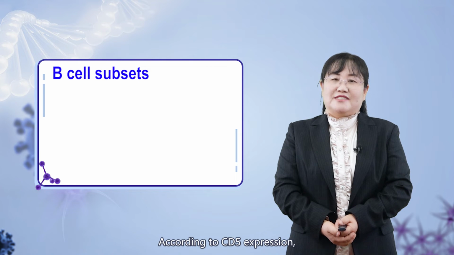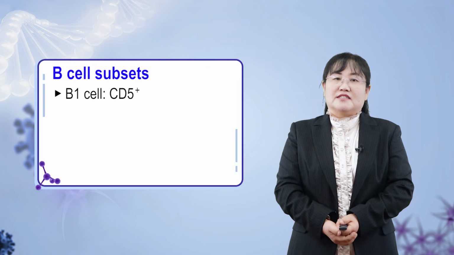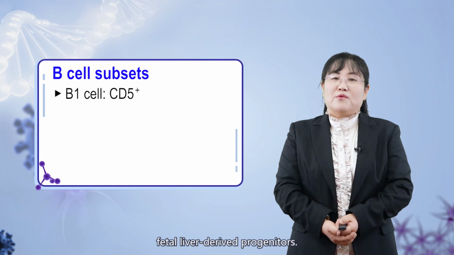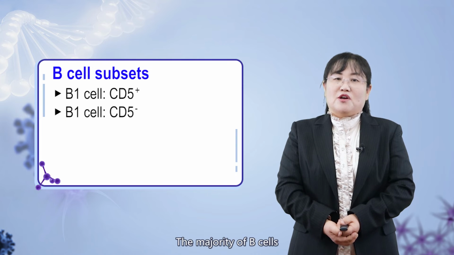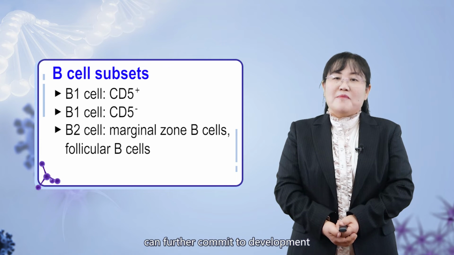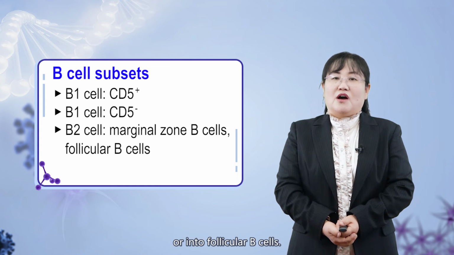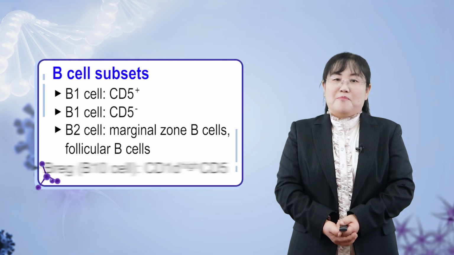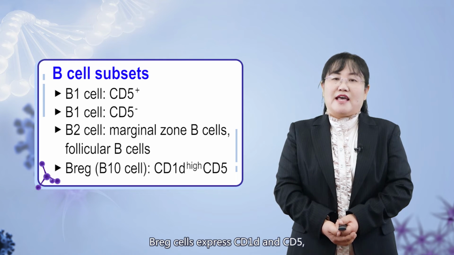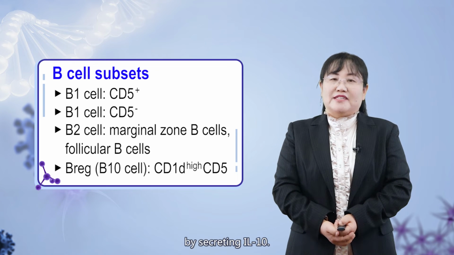According to CD5 expression, B cells are classified into B1 cell and B2 cell. B1 cells represent a distinct lineage or develop from fetal liver-derived progenitors. The majority of B cells develop in bone marrow, called B2 cells, and can further commit to development either into marginal zone B cells or into follicular B cells. Breg cells express CD1d and CD5, performing inhibitory functions by secreting interleukin-10.